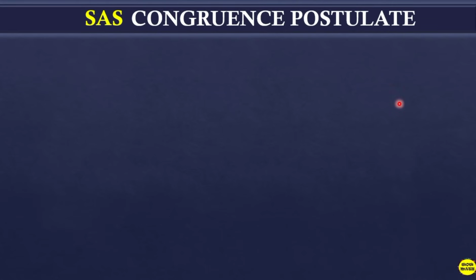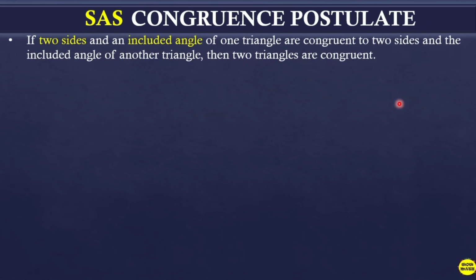So, we have here, let's have first the SAS congruence postulate. Okay, so pag sinabi nating SAS congruence postulate, so we have two triangles here. So, yun po ang pag sinabi nating congruence. Hindi ka pwedeng magsabi na congruent kapag isa lang yung triangle mo. Okay? So, in SAS congruence postulate, if two sides and an included angle of one triangle are congruent to two sides and the included angle of another triangle, then two triangles are congruent.